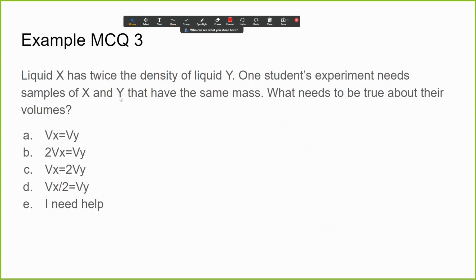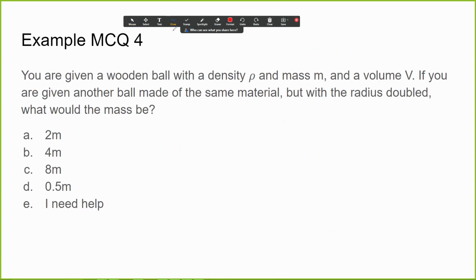Okay. So you are given a wooden ball with a density of rho and a mass of m and a volume v. If you're given another ball, once again made of the same material but radius is doubled, what is the mass going to be? So, okay, we need to think about this because we know that the volume is v, however, we talk about radius being doubled here. So the initial reaction might be to select answer A, but that is not the correct answer in this case because we're talking about the radius being doubled.